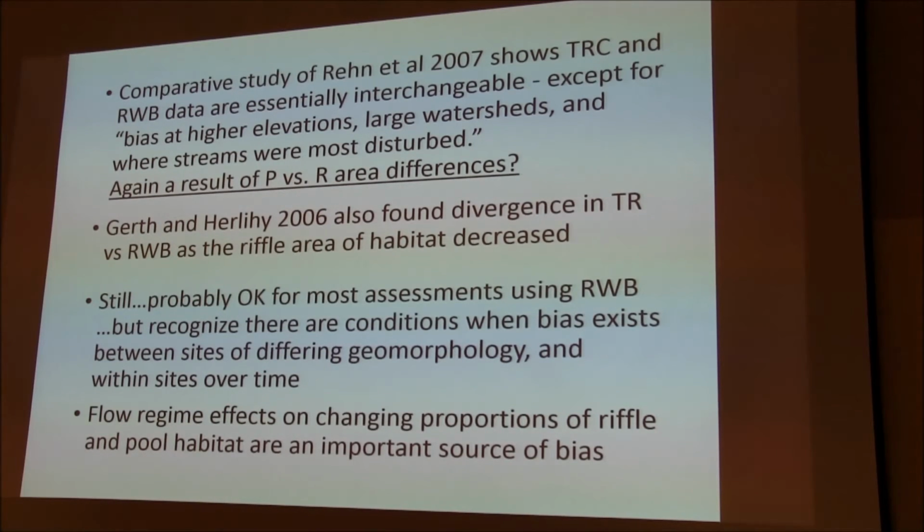So it's still, no doubt, okay for most assessments to be combining reachwide benthos samples and target riffle samples, but it's important to note that under some circumstances there's going to be a bias if you are comparing the two. But maybe more importantly, from an overall interpretation of reachwide benthos samples, we need to also recognize that flow regime does have an effect in changing the proportion of riffle and pool environment, and so that can be both a source of bias, but it can also be something that tells us how geomorphic habitat is changing with flow regime and thereby affecting the reachwide benthos samples.